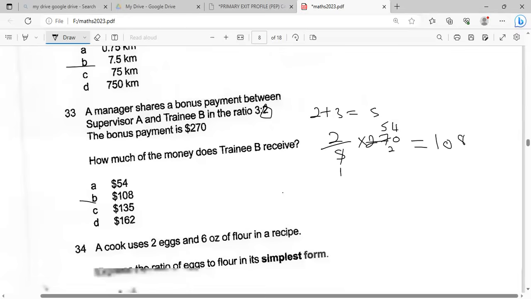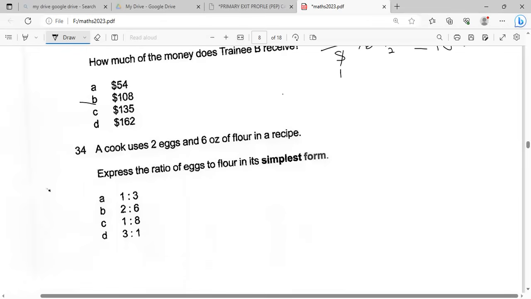A cook uses 2 eggs and 6 ounces of flour in a recipe. Express the ratio of eggs to flour. All right, so it's 2 to 6. So we divide both by 2 and we get 1 to 3.